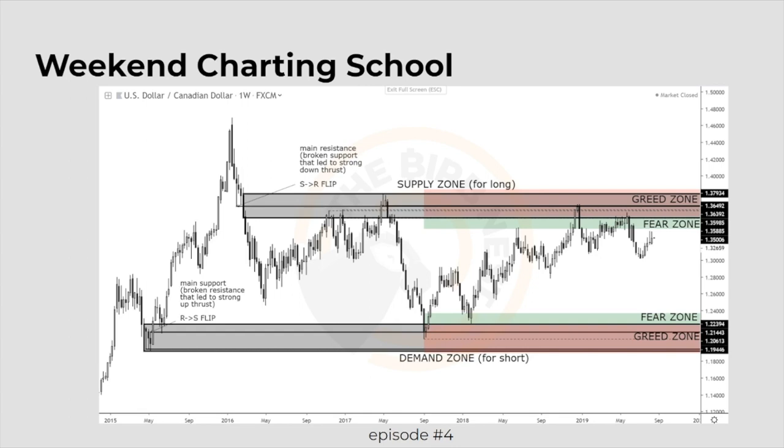So broken resistance turned into support, which you can tell easily after it got tested, retested, and continued its way upward. Moving on to the central part, there is a main resistance. There was a main support previously, obviously before the flip. The main support, once broken, led to a strong thrust in the downward direction, which tells us that this level was certainly important for investors, because right after it was broken, the sell-off started. This was a support to resistance flip, and it became the main resistance.